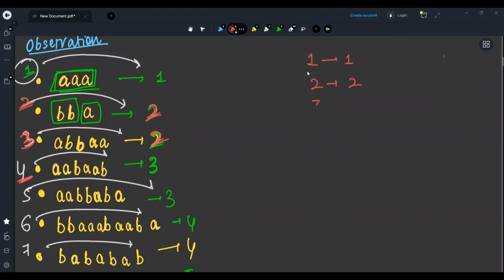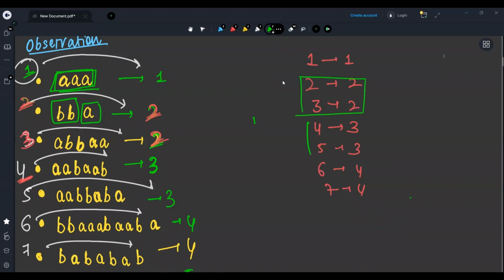Two, I was getting two. Three, I was getting two. Four, I was getting three. Five, I was getting three. Six, I was getting four. And seven, I was getting four. Now, from this pattern, I can say that these two will give 2, these two will give 3, these two will give 4, and below will give 5 and 6 and so on.